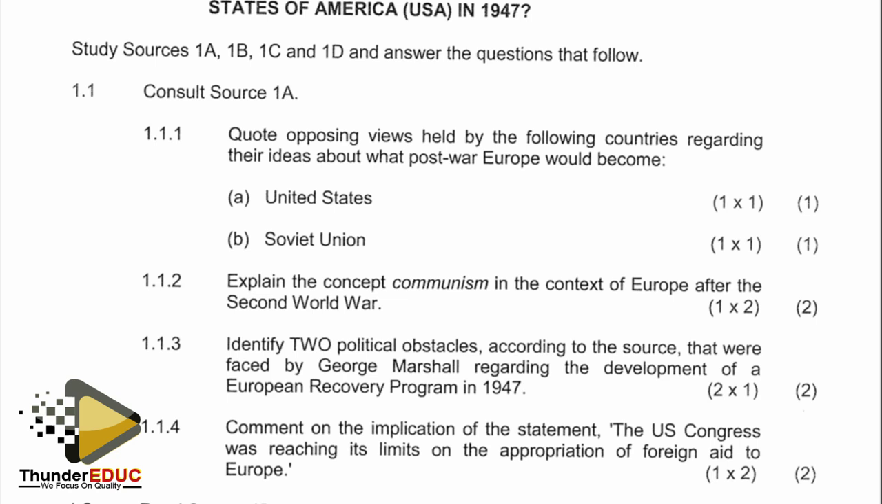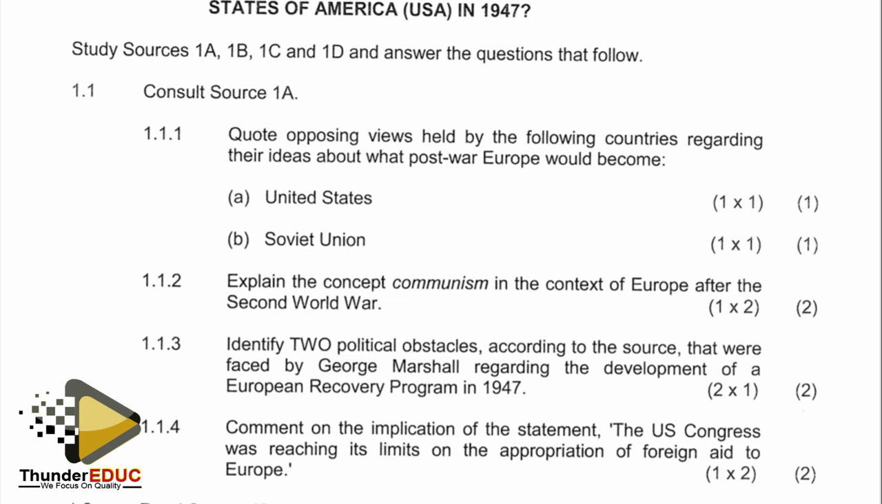Then when we go to question number 1.12, it's a 1 by 2. That question implies that you need to answer it with a statement. You need to give an explanation of the concept of communism. It's one concept but with 2 marks, which means you should give details to that particular question.